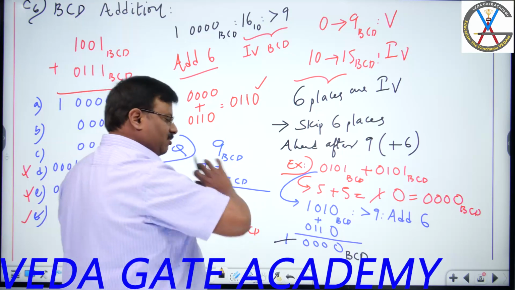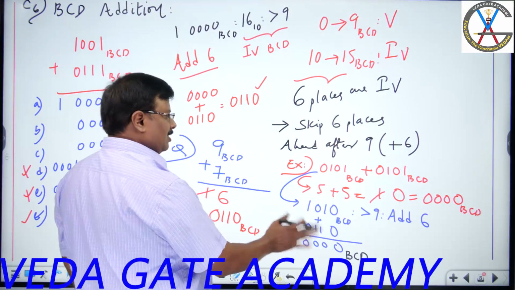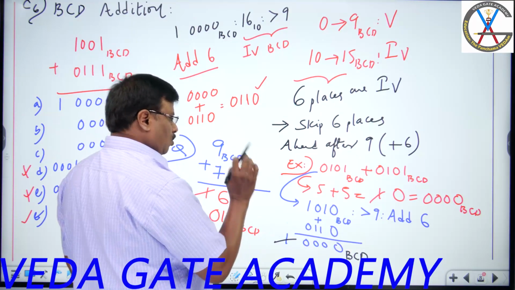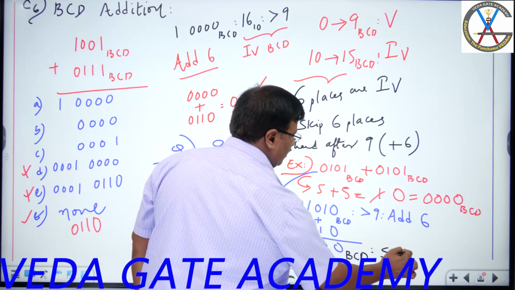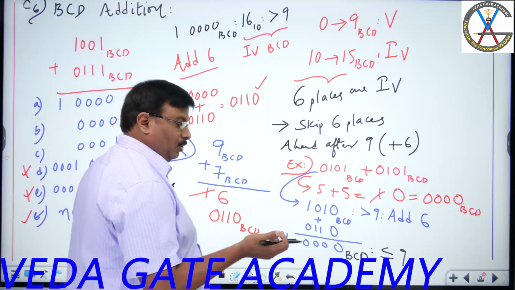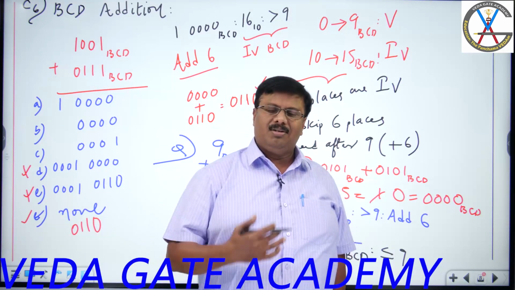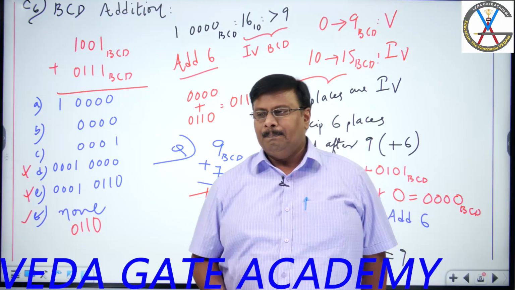BCD is always valid for 0 to 9, whether it is a BCD digit or BCD sum. BCD sum should always be less than or equal to 9. The sum appeared 0, which is less than or equal to 9. Shortcut and fundamental method, both. Whichever you feel comfortable with, you are welcome. Of course, the shortcut is always the fastest and most comfortable way to go.